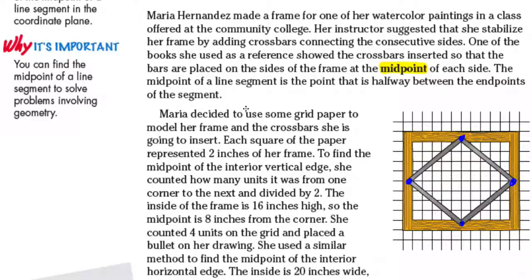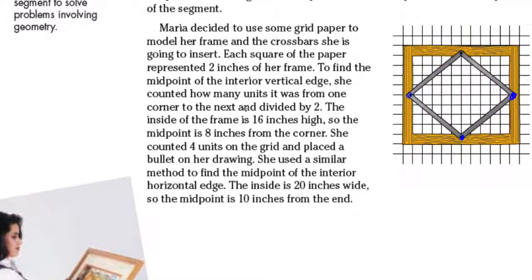Okay, so Maria decided to use some grid paper to model her frame and the crossbars she is going to insert. Each square of the paper represented 2 inches of the frame. To find the midpoint of the interior vertical edge, she counted how many units it was from one corner to the next and divided by 2. So basically, she counted the number of units from end to end and divided by 2. The inside of the frame is 16 inches high, so the midpoint is 8 inches from the corner. She counted 4 units on the grid paper and placed a bullet on her drawing.